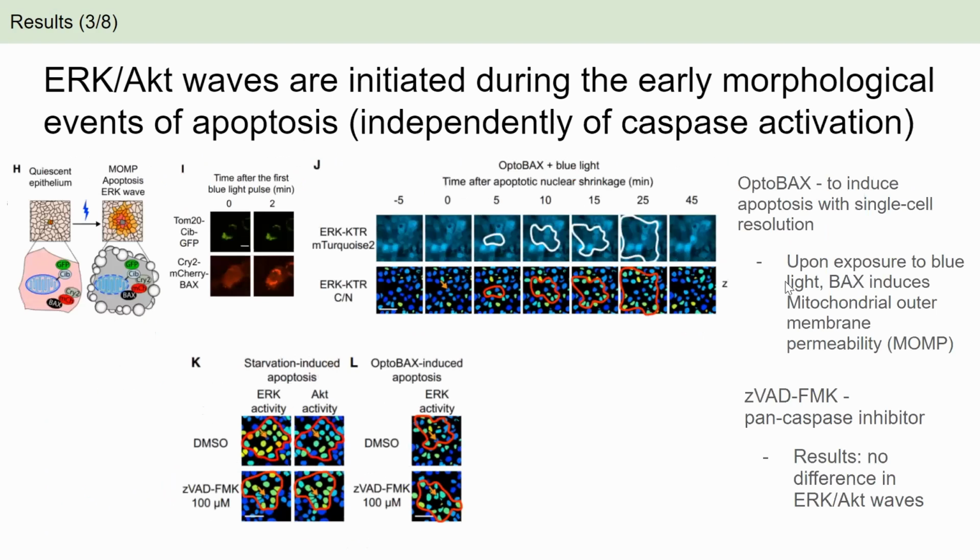Yeah, okay. So after they have studied, they try to check whether this works. After they test it, they try to induce the apoptosis using a type of inducer called optoBAX, that is able to induce it at single-cell resolution, which means that they are only able to induce one single cell for us to observe.